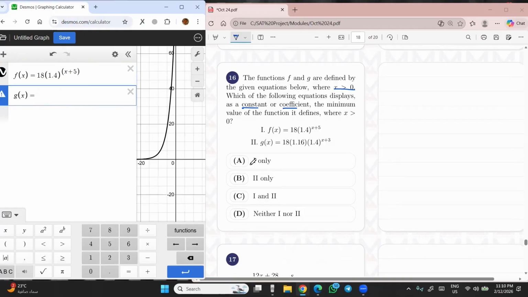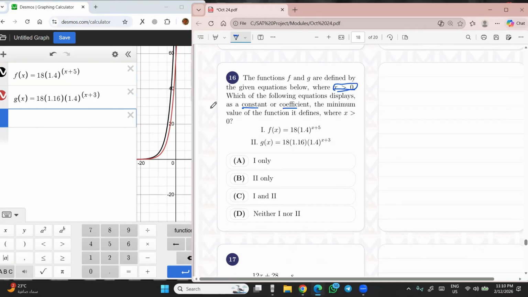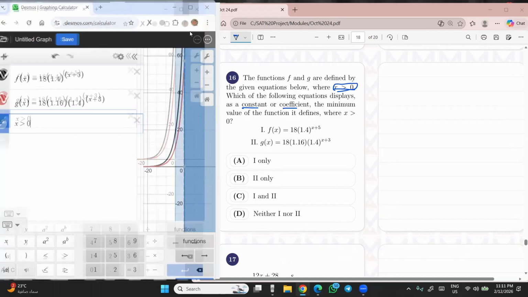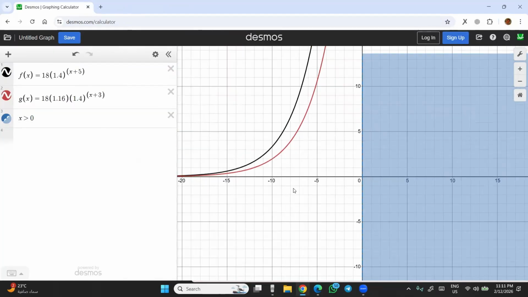is equal to 18, parentheses, 1.16, 1.4, and then the exponent should also contain an expression inside the pair of parentheses, x plus 3, and then we have two equations, as you can see. And then we have to mention the third inequality, which is x is greater than 0. You have to draw it also. X is greater than 0, and you see this. Let's make it wider, bigger to see, and here we are.